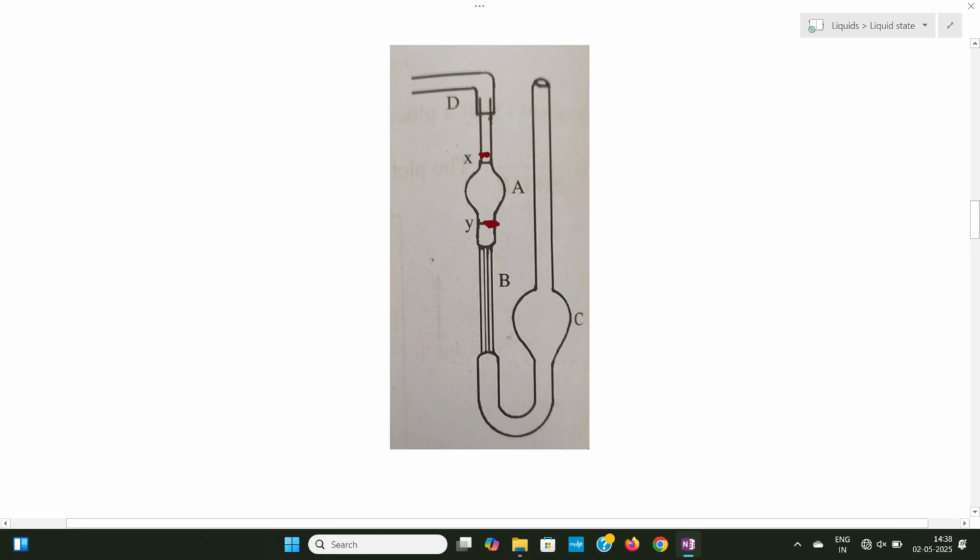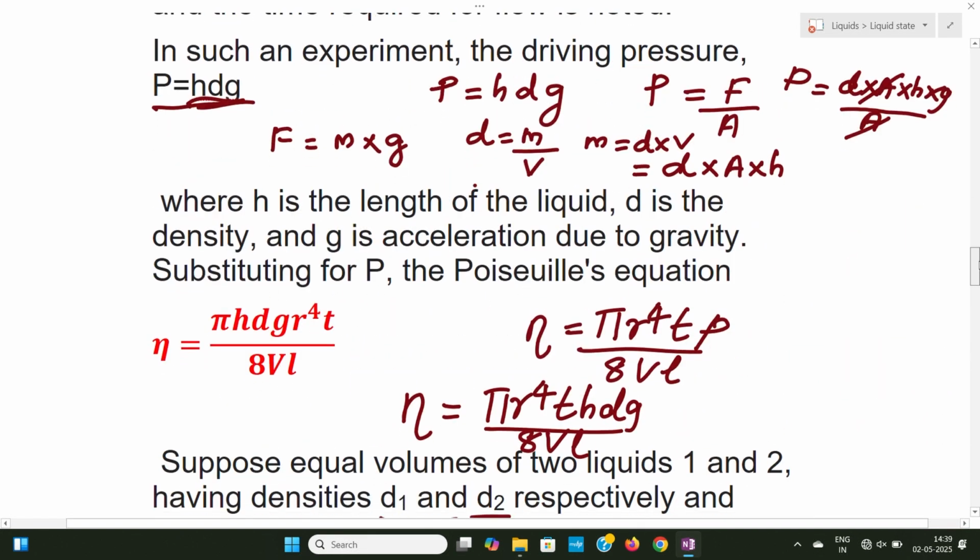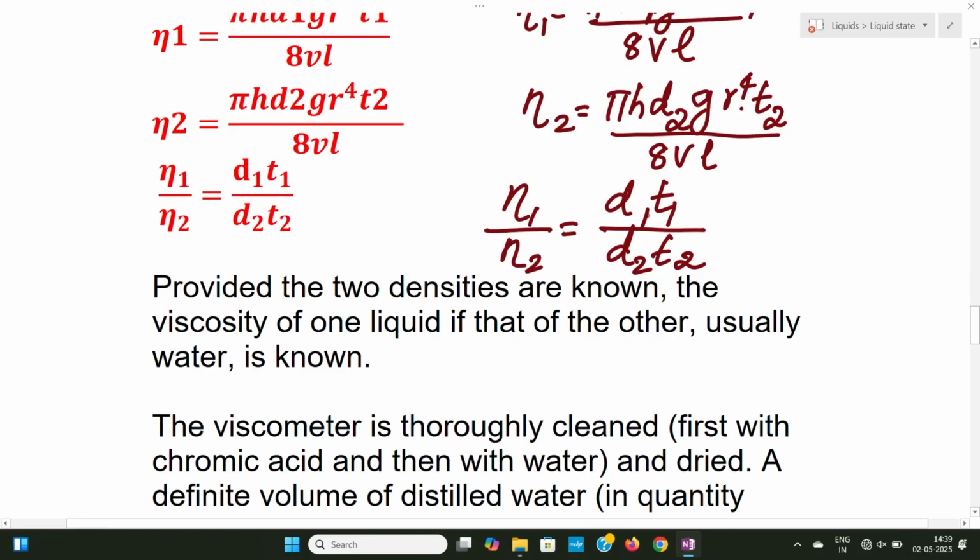We suck it using a rubber tube up to X, then we allow the liquid to fall out, and we note the time of flow. By using the equation eta 1 by eta 2 is equal to d1 T1 divided by d2 T2, we find the coefficient of viscosity of the experimental liquid.